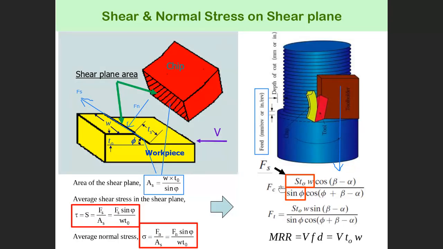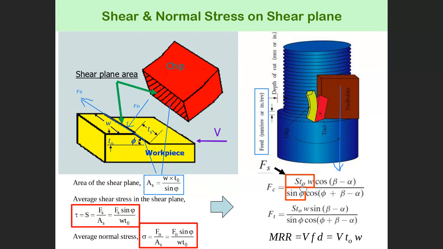For example, in the previous equation, Fc equals Fs cosine of beta minus alpha, divided by cosine of phi plus beta minus alpha. This is the Fs value, where Fs equals S w t0 divided by sine phi. We put the Fs value here, and then you can get Fc directly as a function of shear stress.